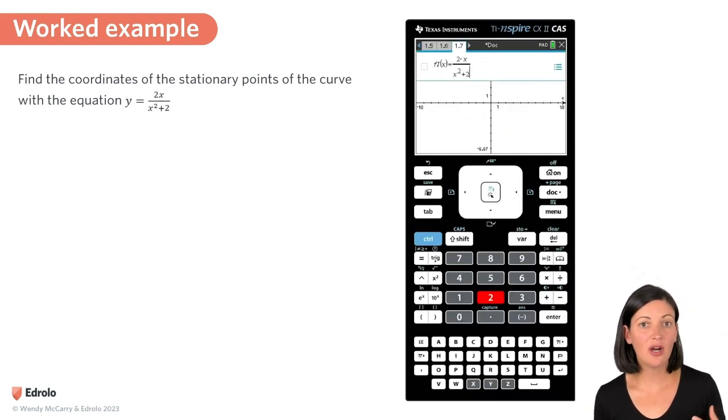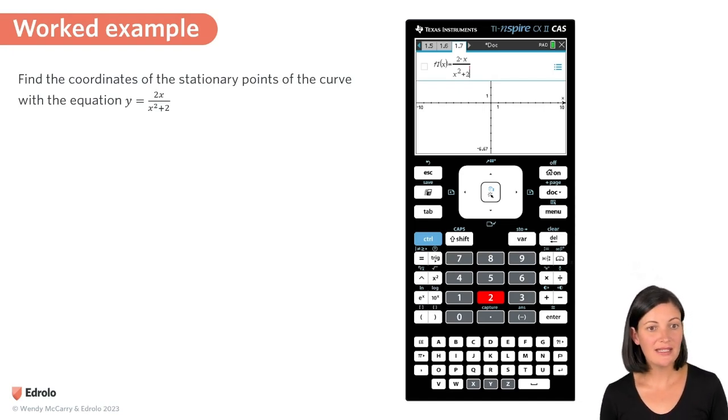Now, if you are on a calculator paper or you're able to use your calculator, a really easy way to find the coordinates of any stationary points on a curve is just to actually draw the function or draw the graph and then find them on the actual graph. So I'll show you how to do that.